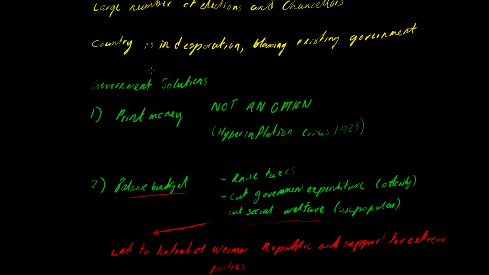So the Great Depression meant the government had to do something. They balanced the budget, and that led to people hating them, which led to them supporting extreme parties such as the NSDAP.